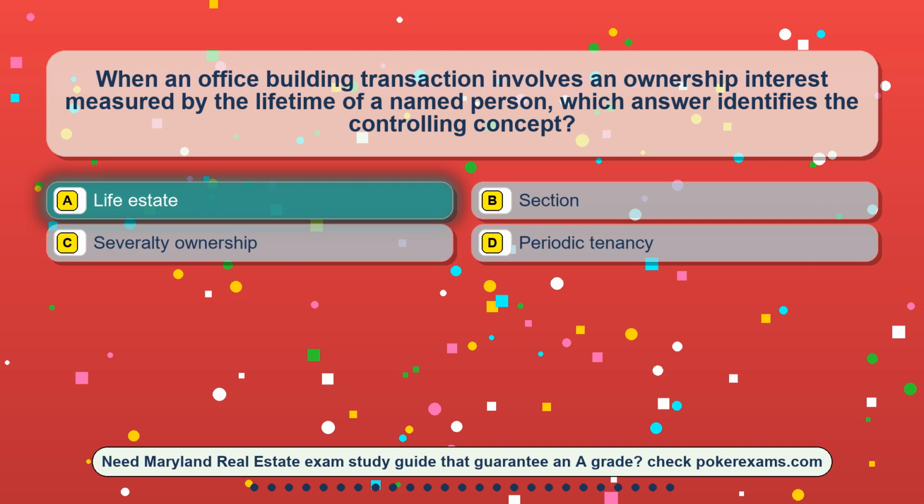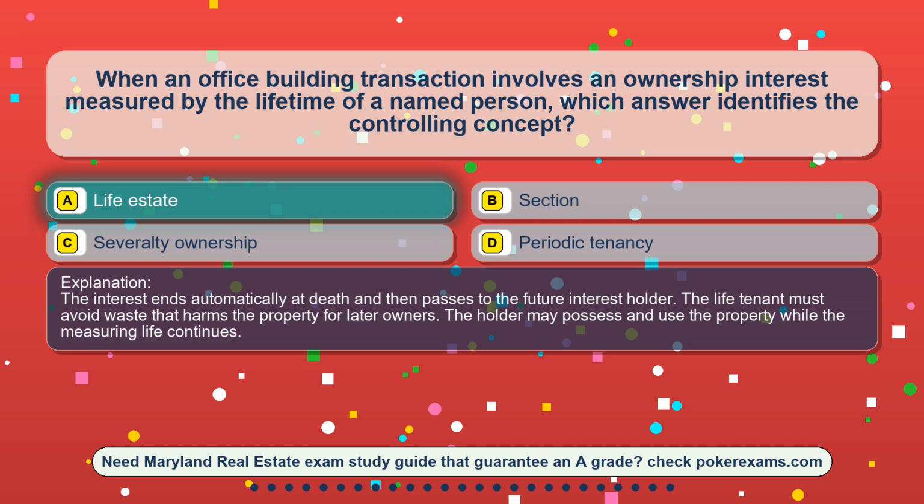The correct answer is option A, life estate. The interest ends automatically at death and then passes to the future interest holder. The life tenant must avoid waste that harms the property for later owners. The holder may possess and use the property while the measuring life continues.